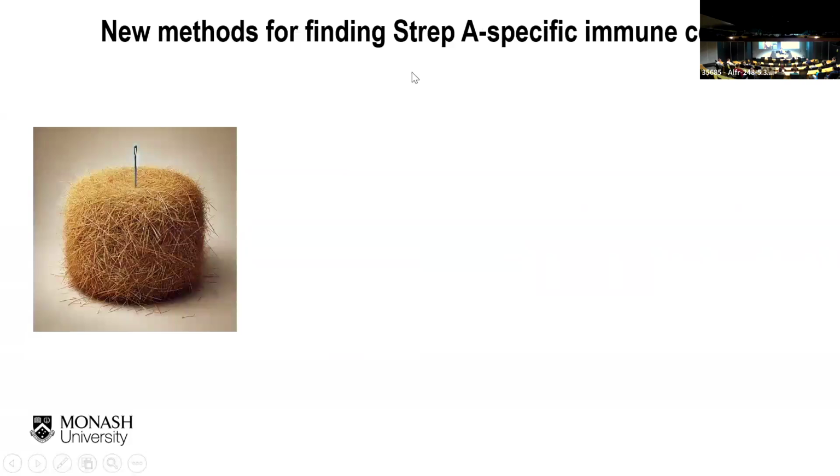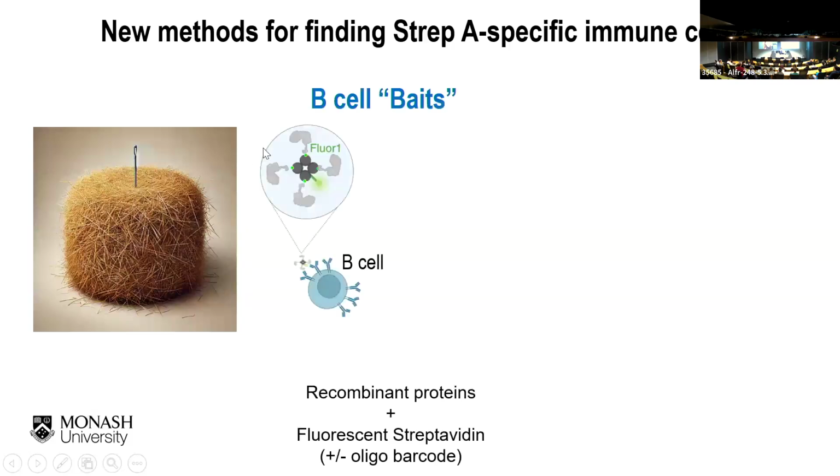So when I moved to Monash in 2020, I started this Group A Strep project, and really there were very few tools in the field to understand Strep A immune responses. In our blood, we've got B cells, but there's only a very, very small fraction of those that will be specific to any one antigen. So in order to tackle that for Strep A, we needed to build some new tools.